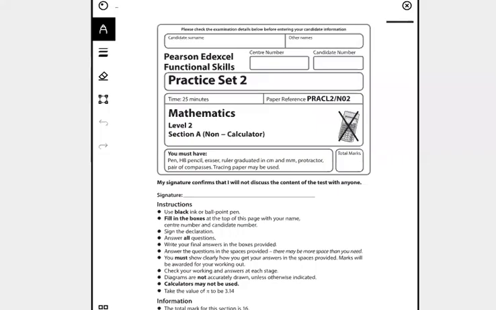Hello. So tonight we'll be doing Pearson Edexcel function skills practice set 2, mathematics level 2, section A, non-calculator paper. So let's get started. The first question.